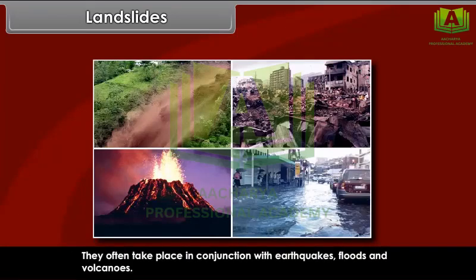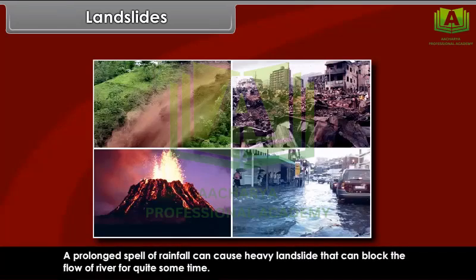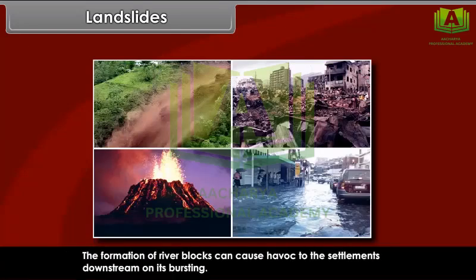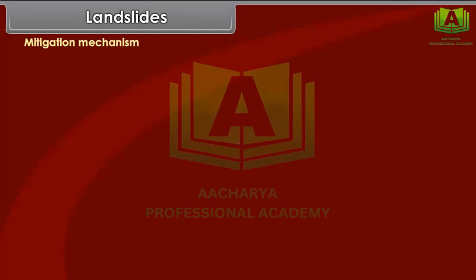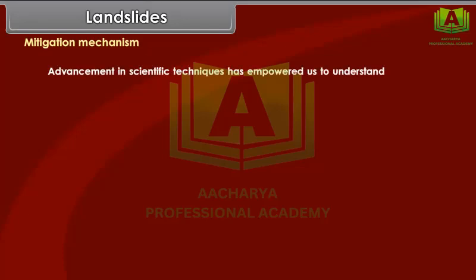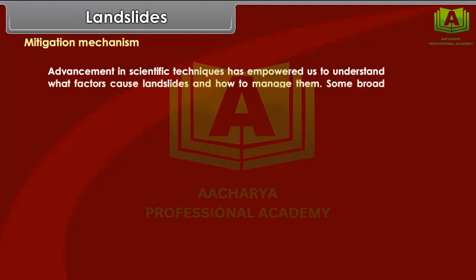They often take place in conjunction with earthquakes, floods, and volcanoes. A prolonged spell of rainfall can cause heavy landslide that can block the flow of river for quite some time. The formation of river blocks can cause havoc to the settlements downstream on its bursting. Mitigation mechanism. Advancement in scientific techniques has empowered us to understand what factors cause landslides and how to manage them.